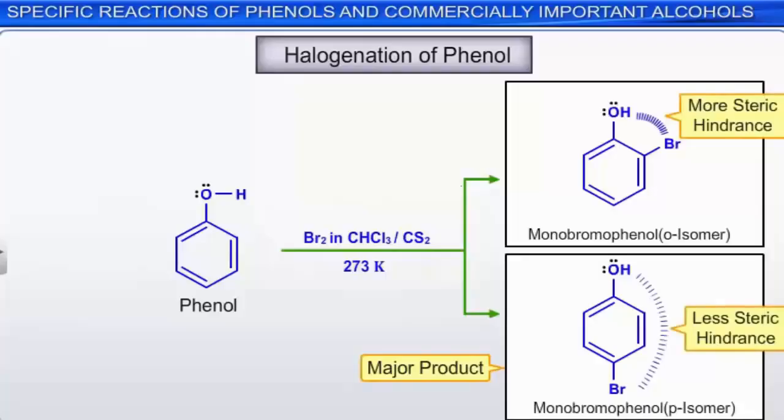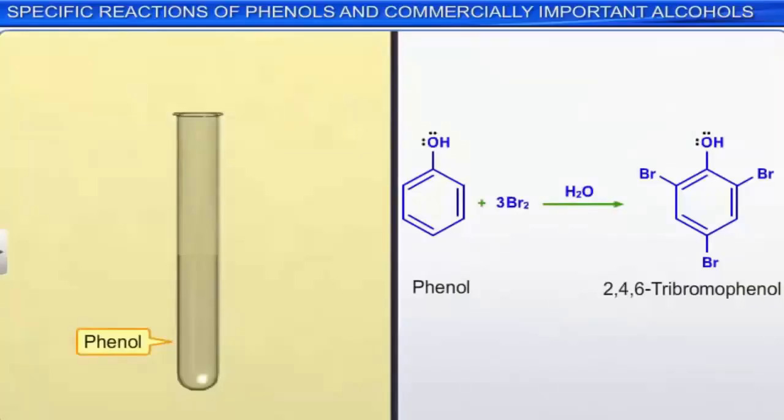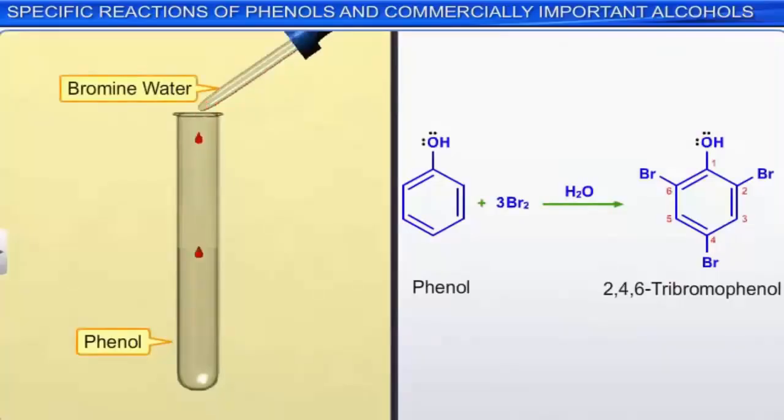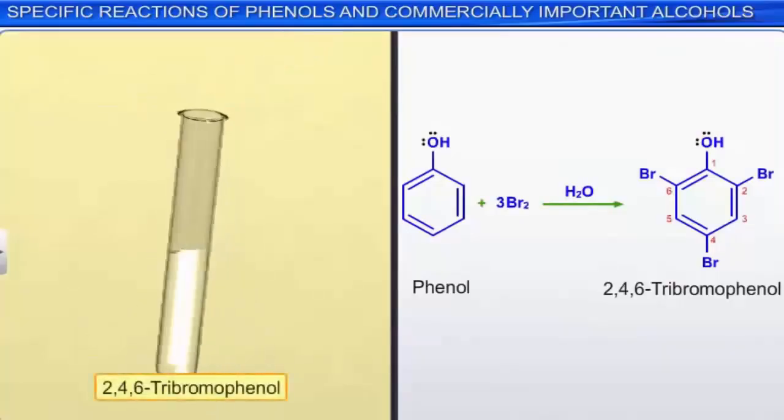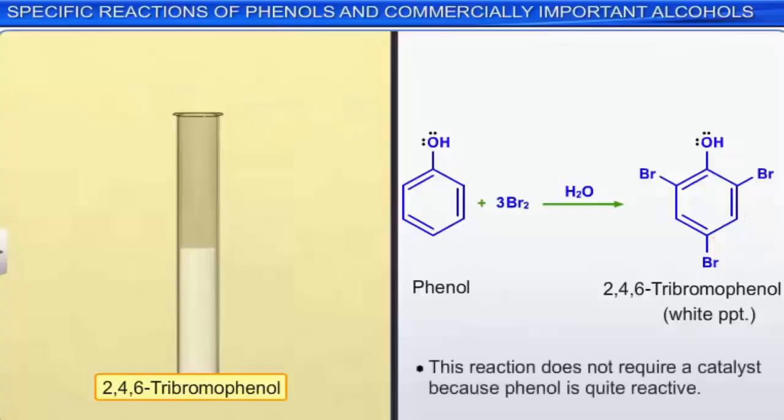Alternatively, if you treat phenol with bromine water, 2,4,6-tribromophenol is produced as a white precipitate. The equation is shown here. Again, this reaction does not require a catalyst because phenol is quite reactive.